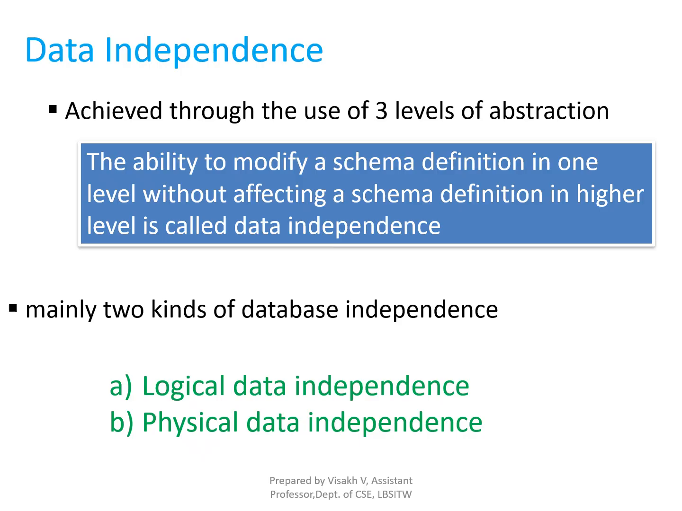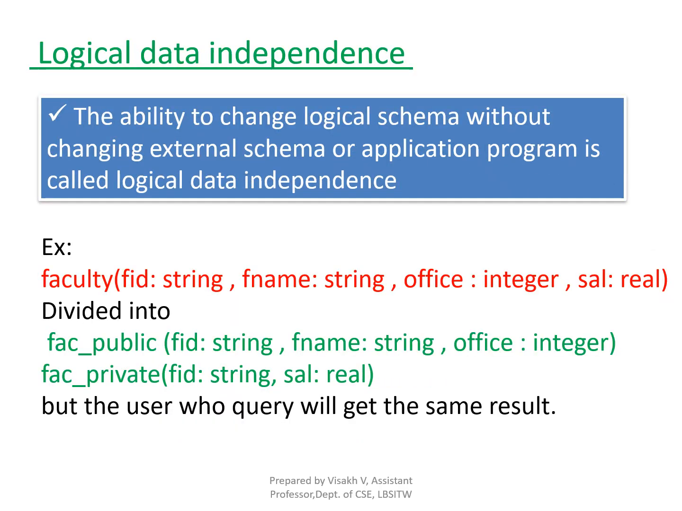There are two types of data independence. First one is logical data independence and second is physical data independence. Logical data independence means the ability to change logical schema without changing external schema or application program. Here they have given one example.